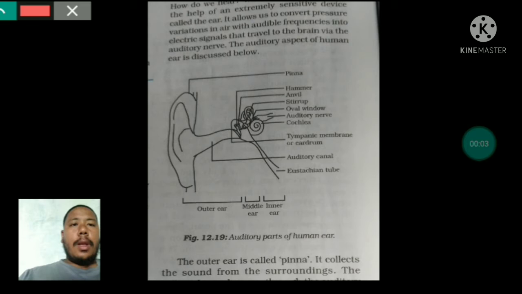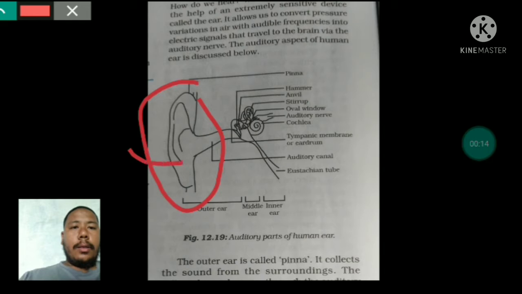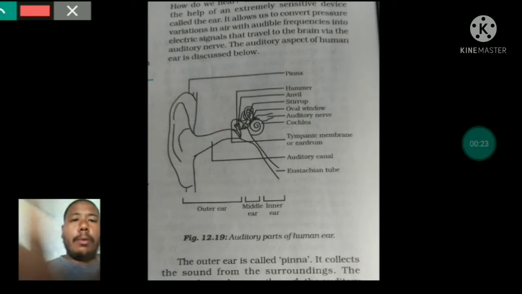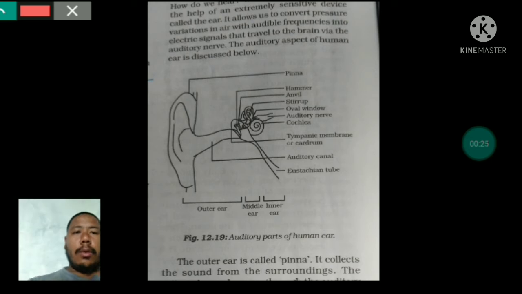So today we will learn about the internal structure of our human ear. Suppose this is the outer part of our ear. From here the sound which we hear enters through our ears. Now what we will see is that the outer ear is called the pinna.